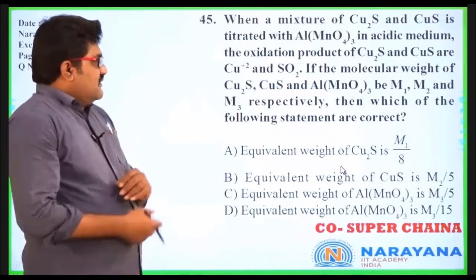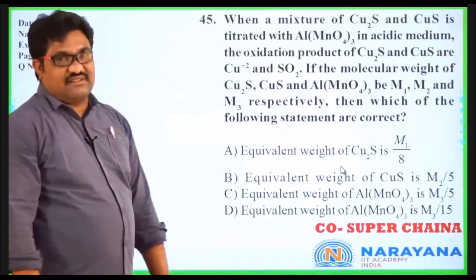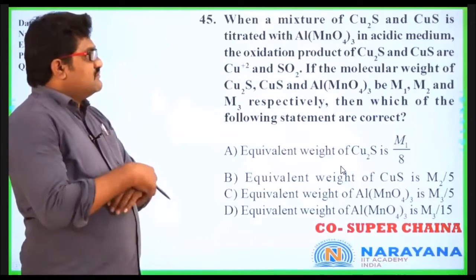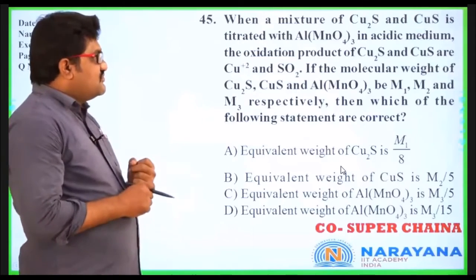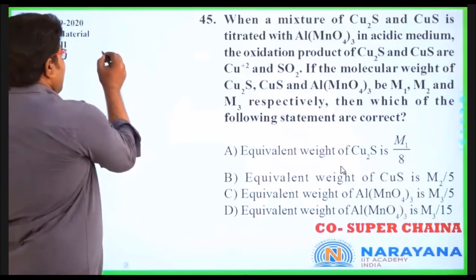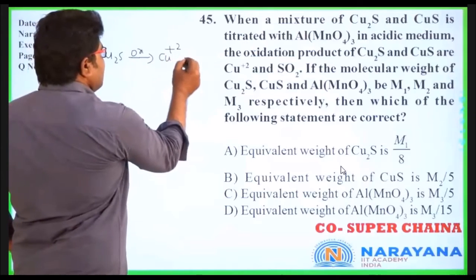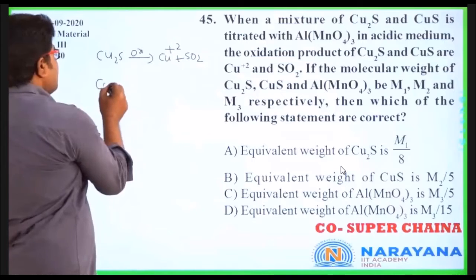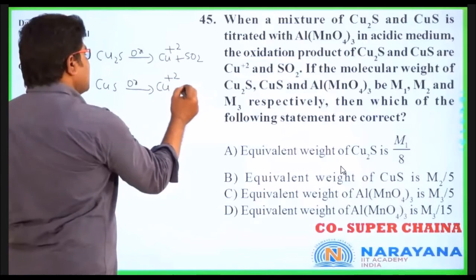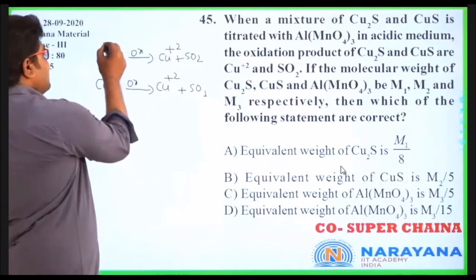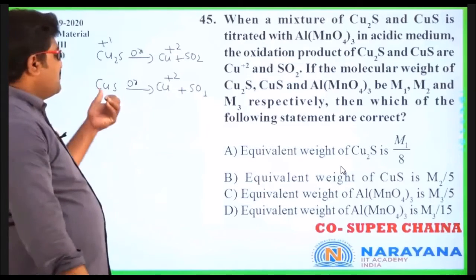When a mixture of Cu2S and CuS is titrated with aluminium permanganate in acidic medium, the oxidation products of Cu2S and CuS are, okay, when Cu2S undergoes oxidation, it forms Cu2+ plus SO2, and similarly CuS, by treating with aluminium permanganate, also forms Cu2+ and SO2. See, what is the oxidation number of copper in Cu2S? Plus 1. Okay, cuprous sulfide, and this is cupric sulfide.